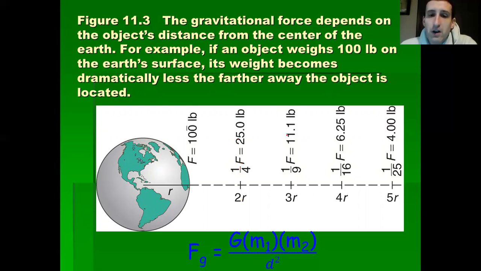And again, at 3R, it's only 11 pounds. And you can see how they're doing this. They keep squaring the factor that we have, and that keeps reducing our force by a significant amount. So we've got to be on the surface or very close to the surface in order to use that shortcut equation, F equals mg.